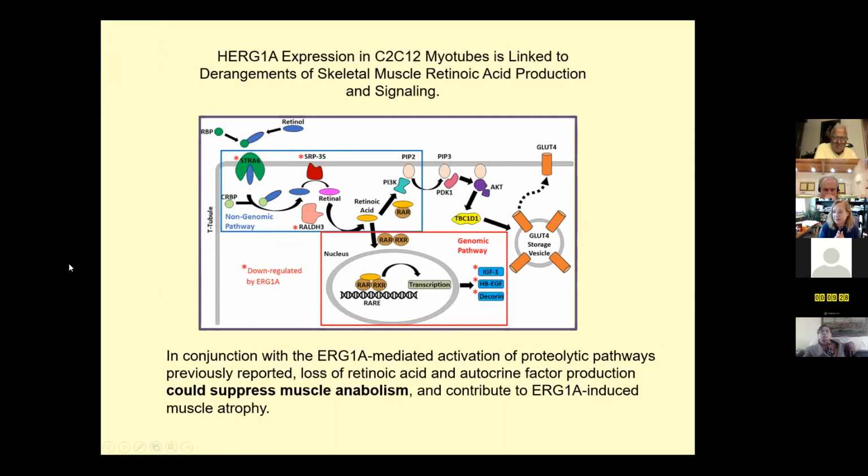So we thought that what we're seeing here is that ERG expression in the myotubes is linked to some derangements of skeletal muscle retinoic acid production and signaling, which makes sense because one of the things that would happen during atrophy is there would be a decrease in anabolism. So in conjunction with the ERG1A mediated activation of proteolysis, we would see there then a loss of retinoic acid and autocrine factor production, which could suppress muscle anabolism.